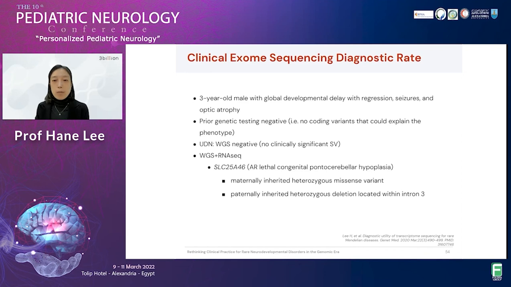Let me briefly describe a real case that was diagnosed by whole genome sequencing integrated with RNA-seq. The patient was a 3-year-old male with global developmental delay with regression, seizures, and optic atrophy. Prior genetic testing was negative, and whole genome sequencing through the US Undiagnosed Diseases Network was negative for any structural variants that could explain the phenotype.